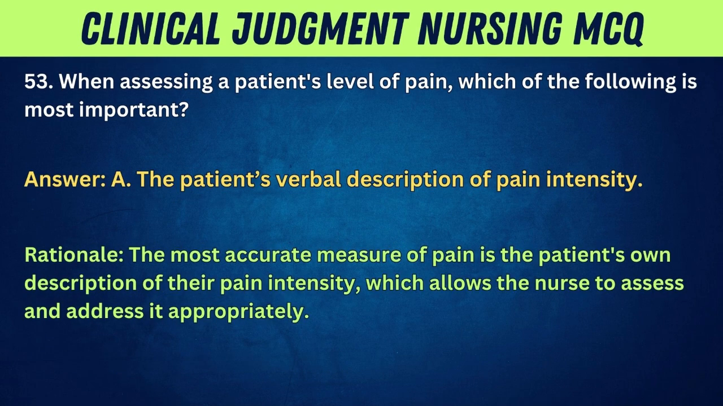Answer. A. The patient's verbal description of pain intensity. Rationale. The most accurate measure of pain is the patient's own description of their pain intensity, which allows the nurse to assess and address it appropriately.